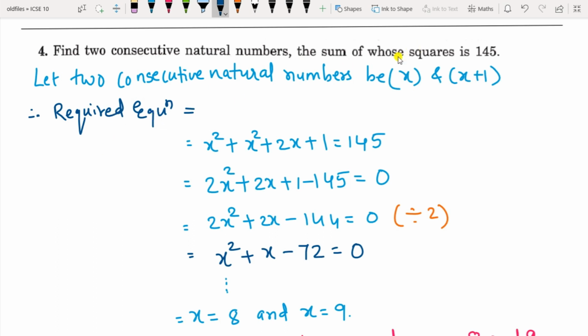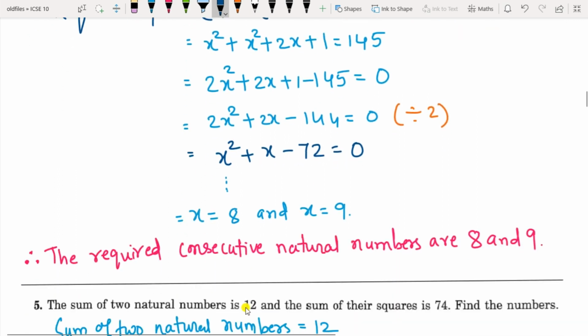So the required equation will be: the sum of the squares of these numbers is 145, so x squared plus x plus 1 the whole squared equals 145. Now open this bracket as a plus b the whole square, write its expansion and do the calculation. So you get the equation as x squared plus x minus 72 equal to 0. After solving it by factorization, you get the value of x as 8 and 9. Those are the required consecutive natural numbers, 8 and 9.